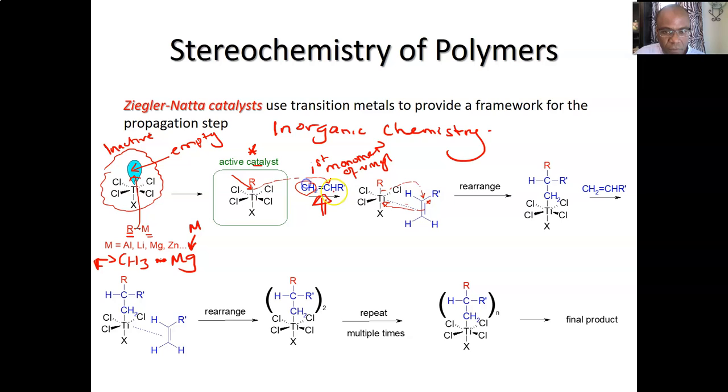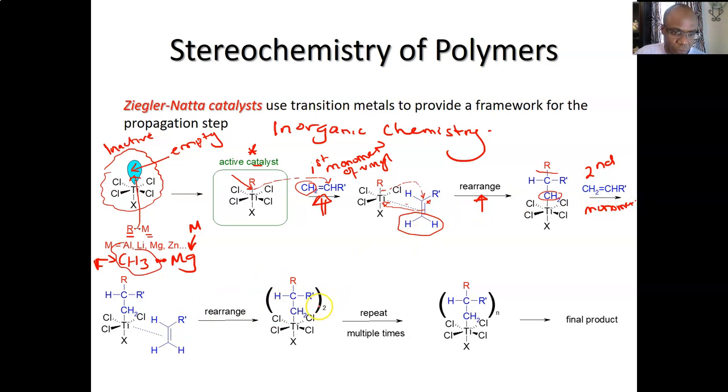So the CH2 will be bound onto the titanium. On the top face of titanium will be bound the R group. That's why you see the R group there. So in this process there is a rearrangement where the R group, which could be CH3, is bound on the more substituted side of the double bond, and then the least substituted side of the double bond is added onto the titanium. Kind of a Markovnikov addition. And then you can add a second monomer in the same way.